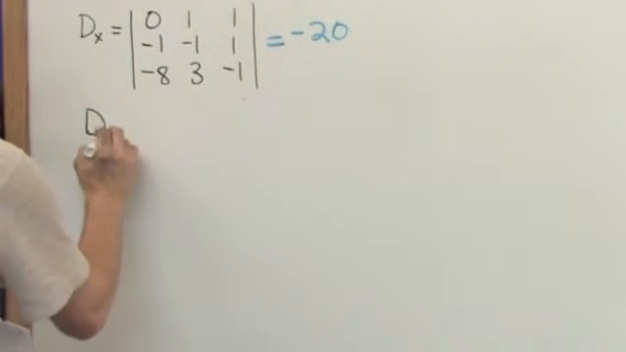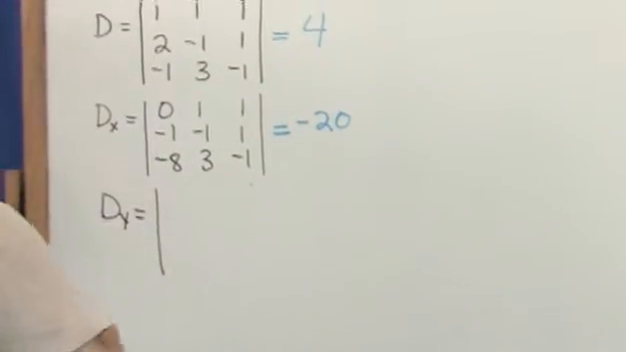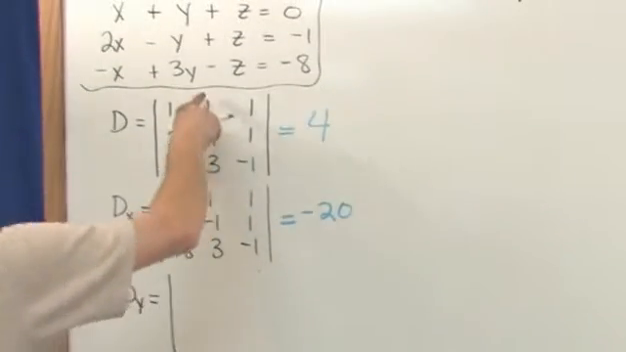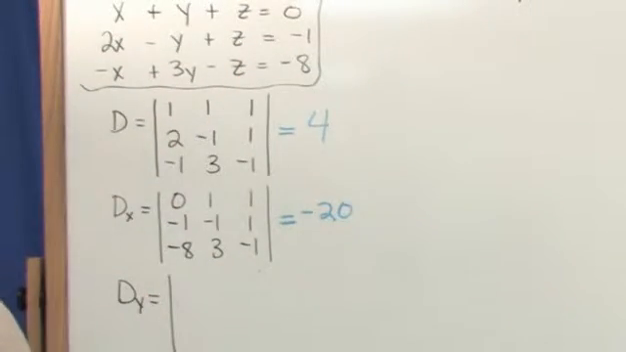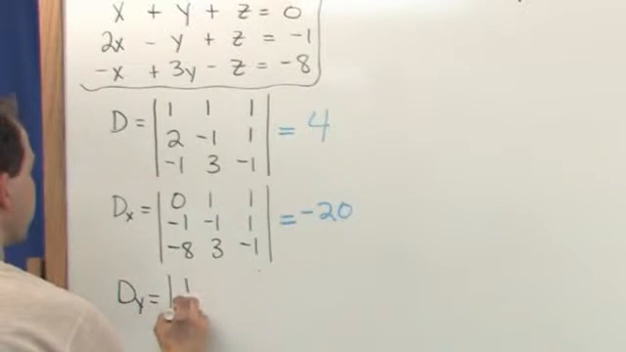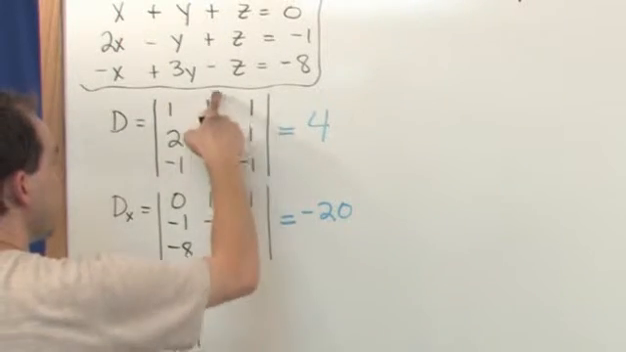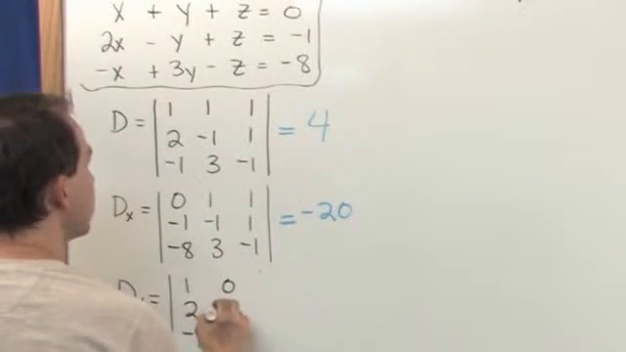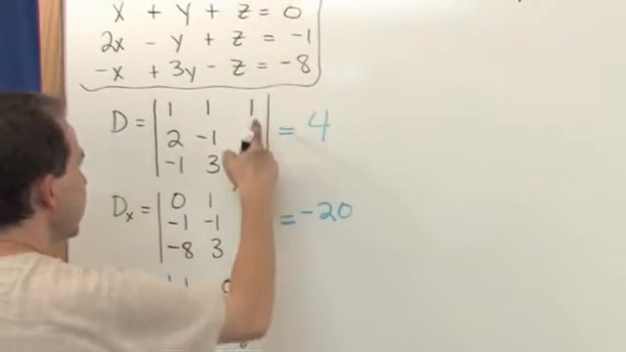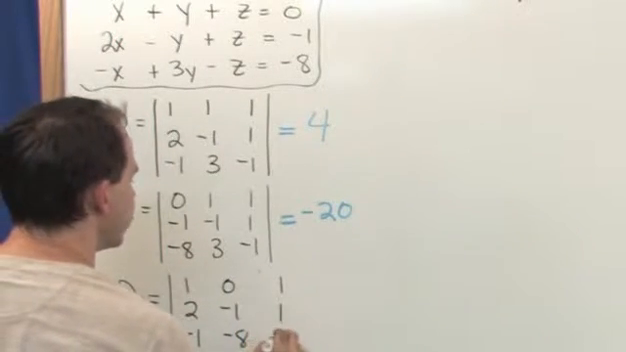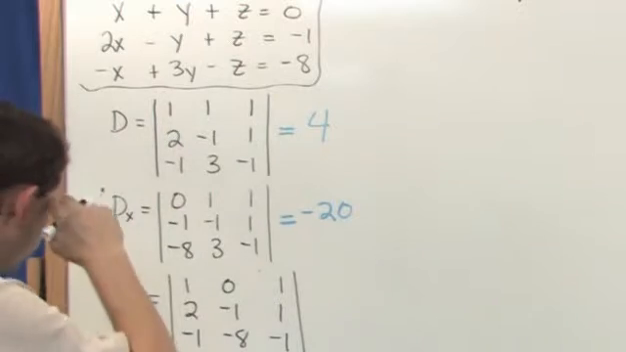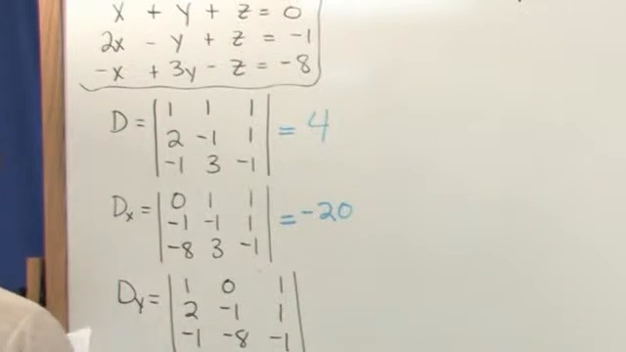Okay? D sub y is going to be equal to this original matrix, but with this column, because it's the y column, replaced by what's on the other side of the equal sign. So what you're going to have is 1, 2, negative 1, and replacing this, you're going to have 0, negative 1, negative 8, and then over here you're going to have 1, 1, negative 1. Okay? Now let's go ahead and calculate that. Just make sure we're doing everything right.